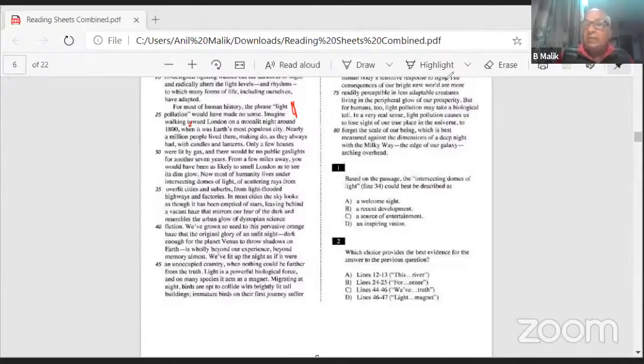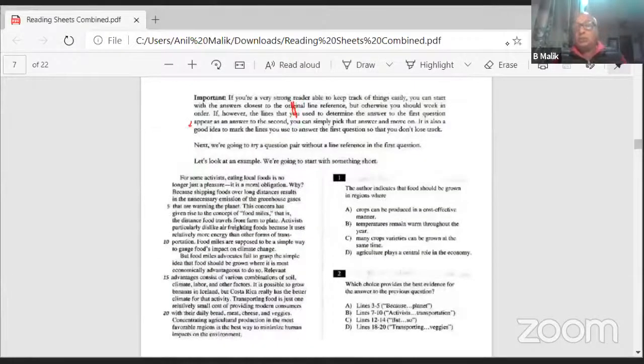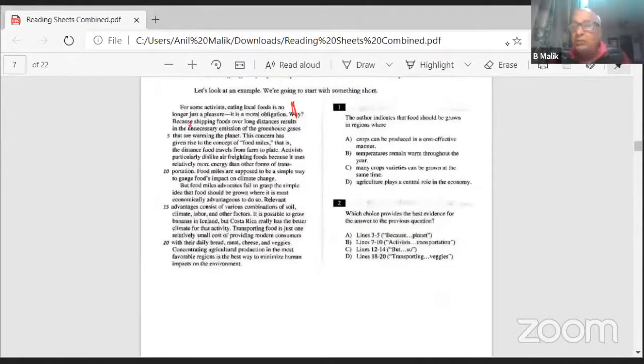You'll very easily be able to get this answer should you be able to practice this more. Let me go further. Now let me show you another type of question. The other type of question, sir, is a question where there's no line reference. So I get a question like this, right? Just look at this question.